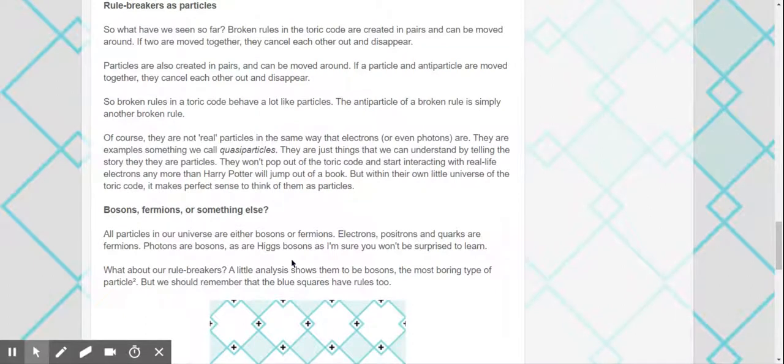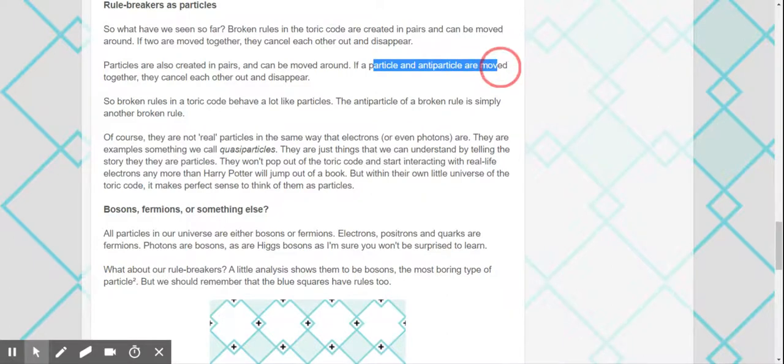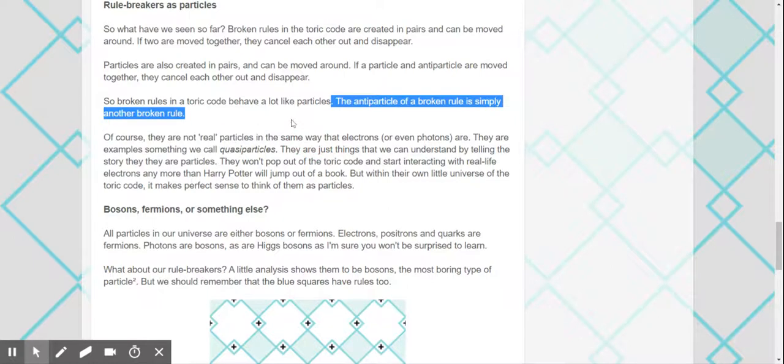Rule breakers as particles. So what have we seen so far? Broken rules in the toric code are created in pairs and they can be moved around. If two are moved together, they cancel each other out and disappear. Particles are also created in pairs and can be moved around. If a particle and an antiparticle are moved together, they cancel each other out and disappear. So broken rules in the toric code behave a lot like particles. They even have an antiparticle. The antiparticle of a broken rule is simply another broken rule.